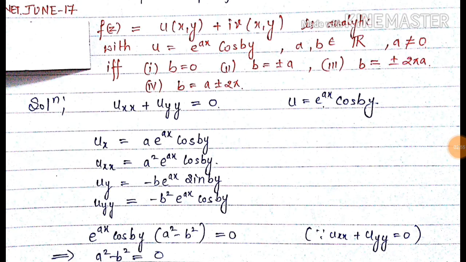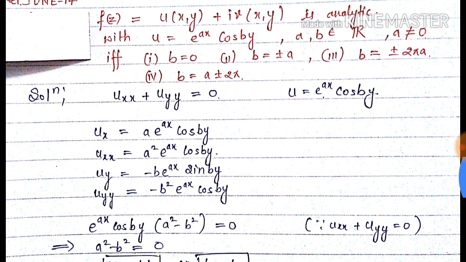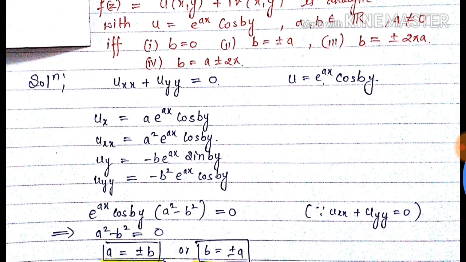Now this is a question from NET June 2017. f(z) = u(x,y) + iv(x,y) is analytic with u = e to the power ax cos by, where a, b belong to R, a is not equal to 0. These are the options given. First, b = 0; second, b = plus or minus a; third, b = plus or minus 2 pi a; fourth, b = a plus 2 pi.